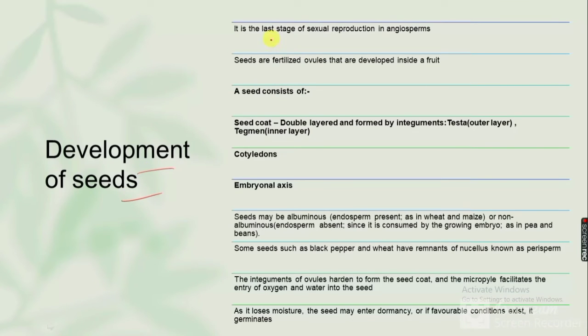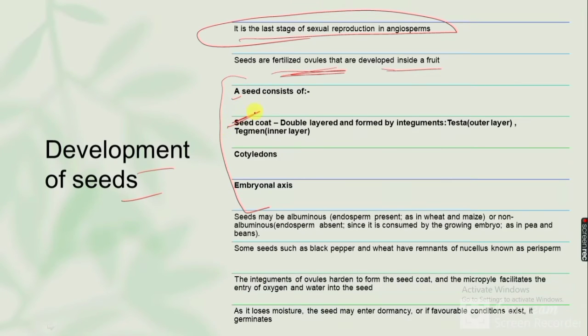Development of seeds. How seeds are developed. It is the last stage of sexual reproduction in angiosperms. Seeds are fertilized ovules that develop inside a fruit. A seed contains three things: seed coat, cotyledons, and embryonal axis.